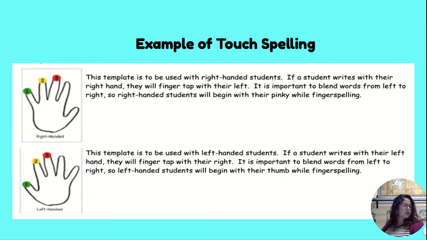Now we're moving on to touch spelling. As I've said before, when you touch spell, you'll have your writing instrument in the hand that you write with, and then you will touch spell with the opposite hand. So if you're spelling mat, at, and this is so that you can touch spell and write at the same time. Now, if you're left-handed, you would start with your thumb, because you're going to follow the left to right sequence of how we write words in the English language.